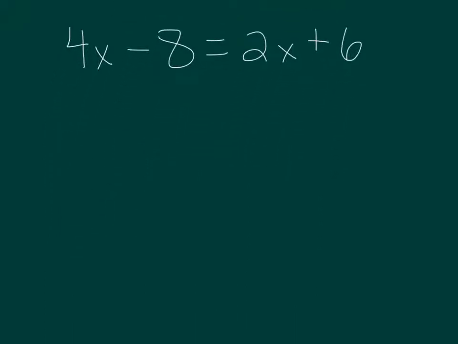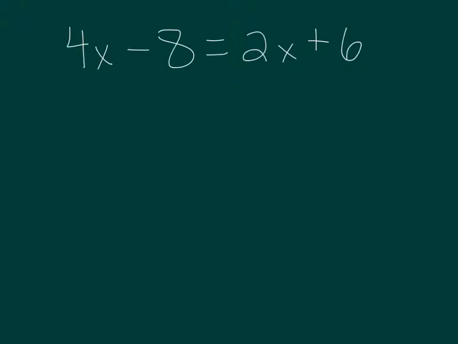4x minus 8 equals 2x plus 6. I see that there are variables, which are my letters, the x. There are variables on both sides of the equal sign. So there's a variable on this side and on the right side. And there's also the coefficients. We have a coefficient of 4 and 2.